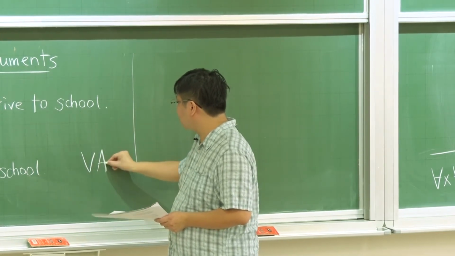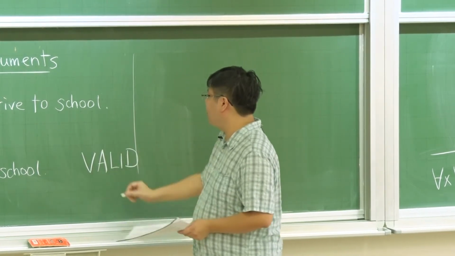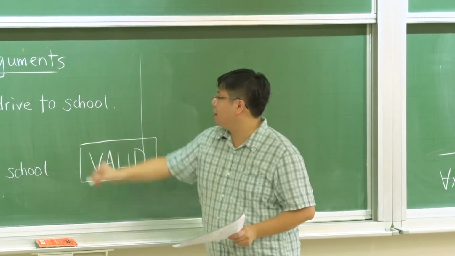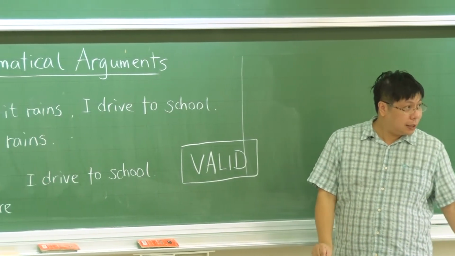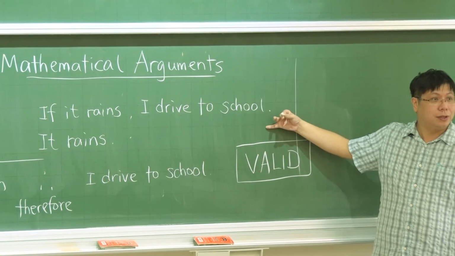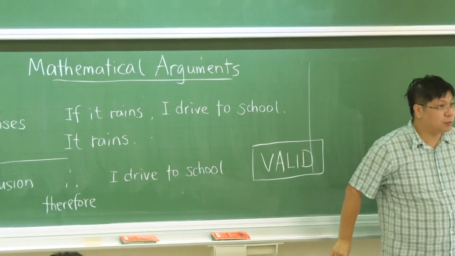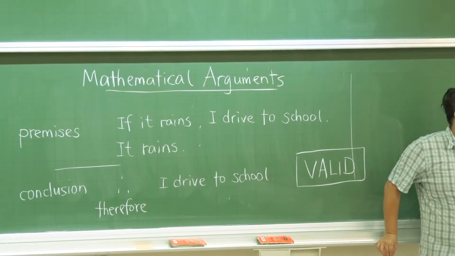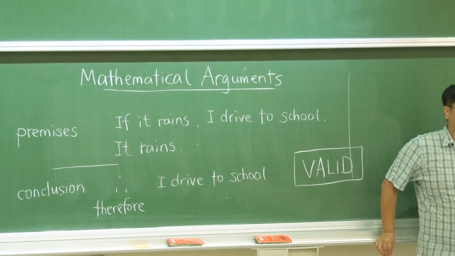So there is a concept. We are interested in valid mathematical arguments. A valid mathematical argument is one where whenever the premises are all true, the conclusion must also be true. Is that okay? These are the arguments that we are interested in.